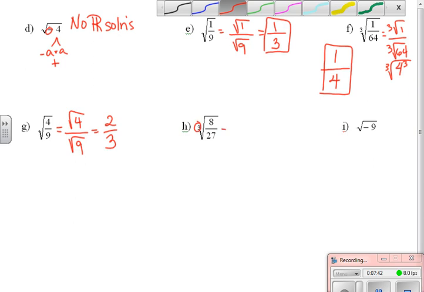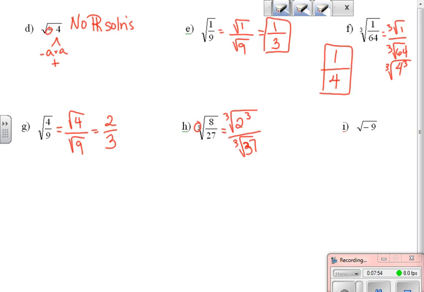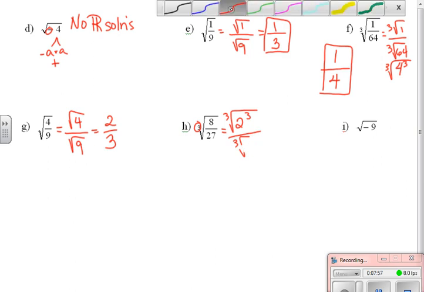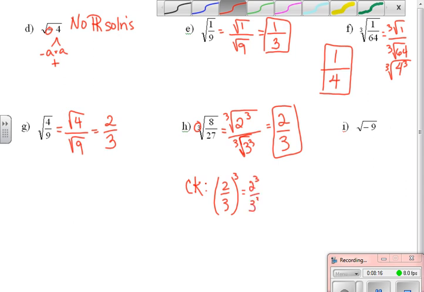Cube root, remember 8 is 2 cubed, cube root. 27 is the cube root of 3 cubed. Sorry about that. The cube root of 3 cubed. Cube root of 2 cubed is 2. Cube root of 3 cubed is 3. Again, if you want to check it, take 2/3, raise it to the 3rd power. 2 to the 3rd over 3 to the 3rd is 8/27. So you can see that you end up back where you start.